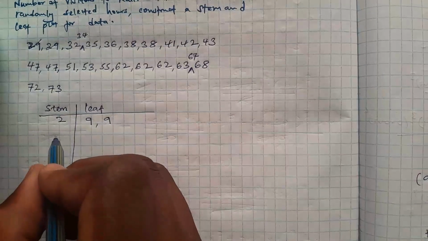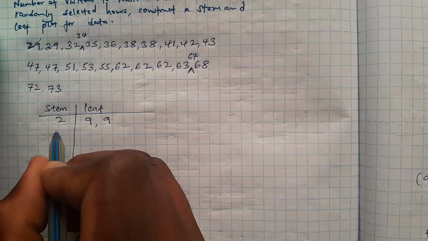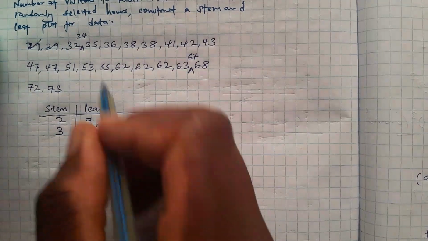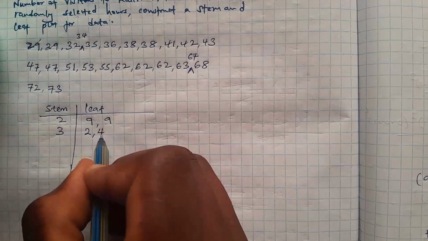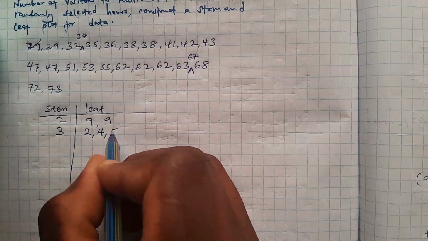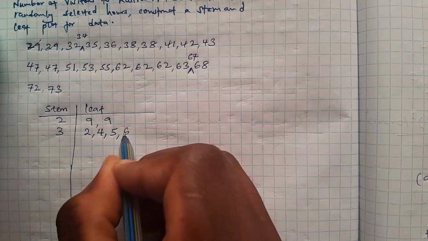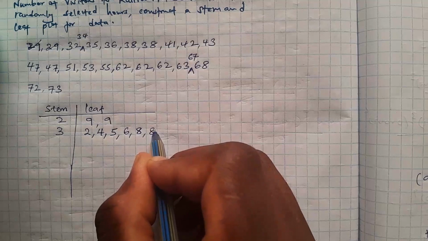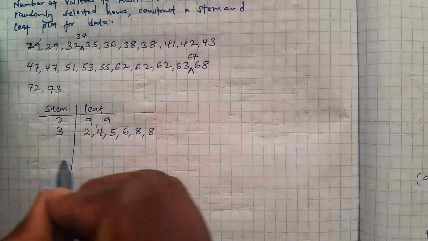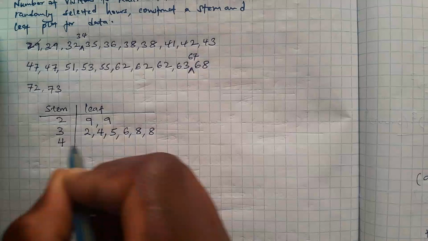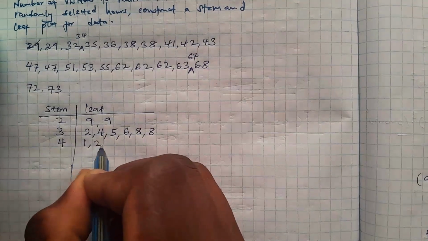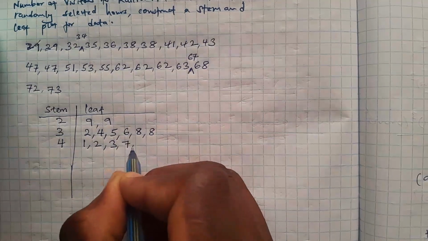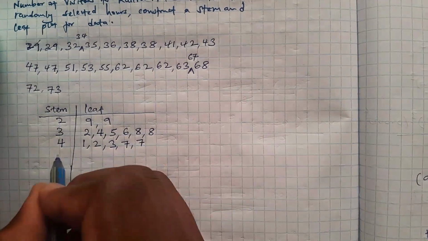We proceed to the 30s. We will have 32. 3 becomes the stem. 2 becomes the leaf. We also have 34. 4 is the leaf. 35. 5 is the leaf. 36. 38, 38. We proceed to the 40s. We have 4 as the stem. 1 is the leaf. 42, 43, 47, 47.